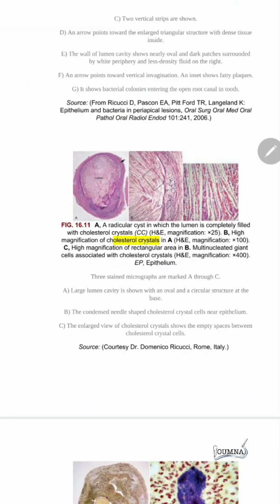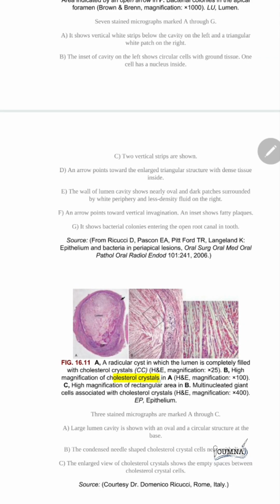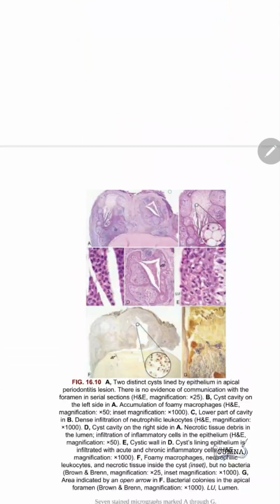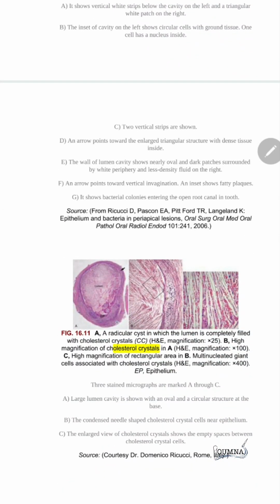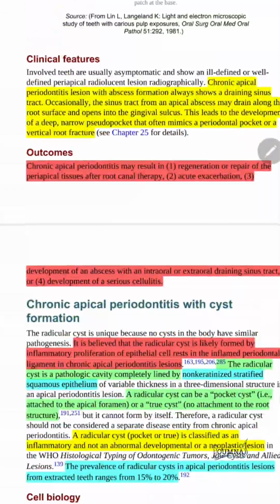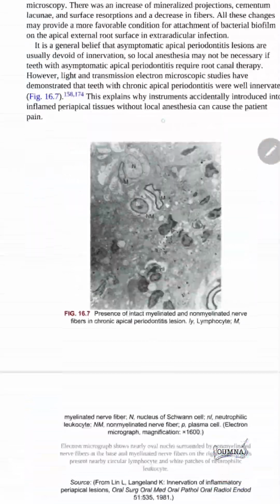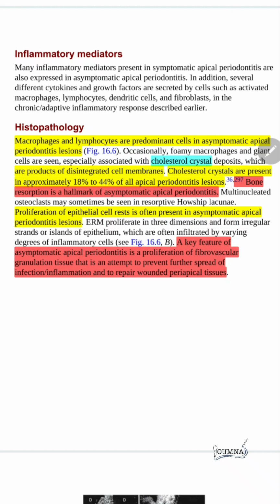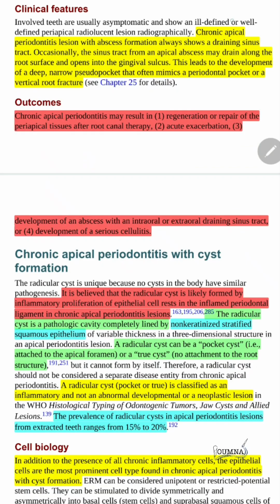The cholesterol crystals are usually found in the apical periodontitis of the chronic phase, or in a radicular cyst. In both of them, we can see these cholesterol crystals. Also with bone resorption in the apical periodontitis, the chronic phase.